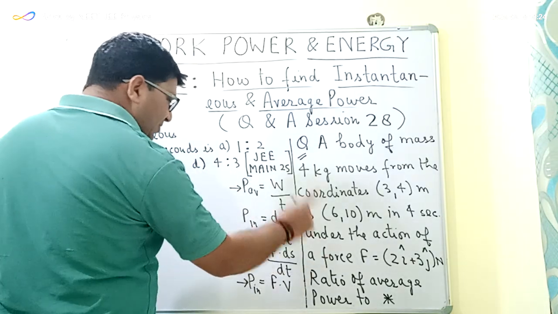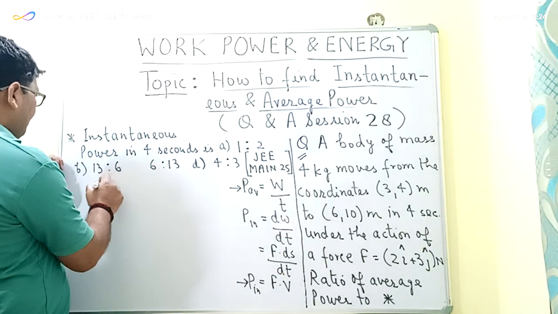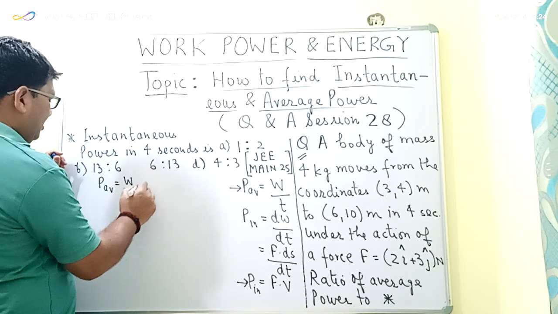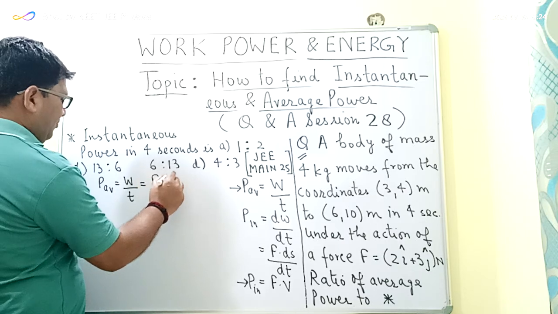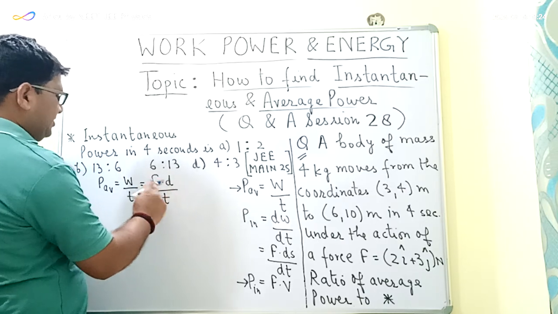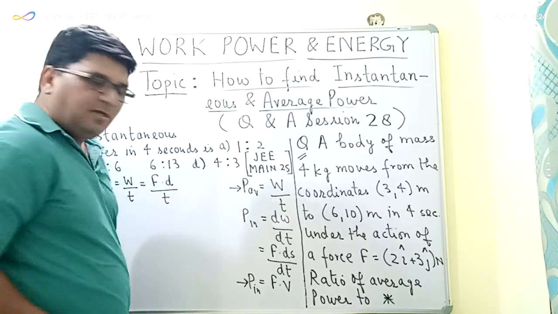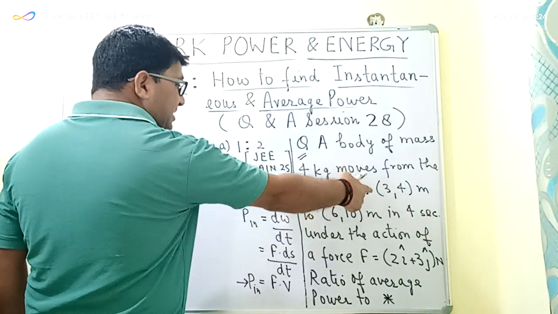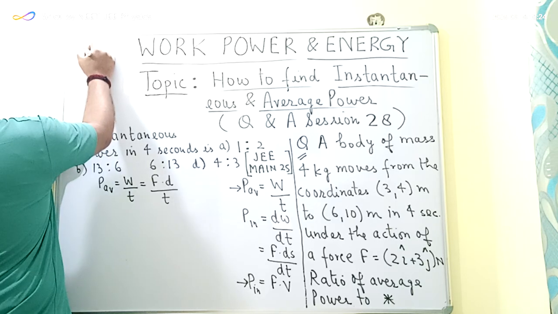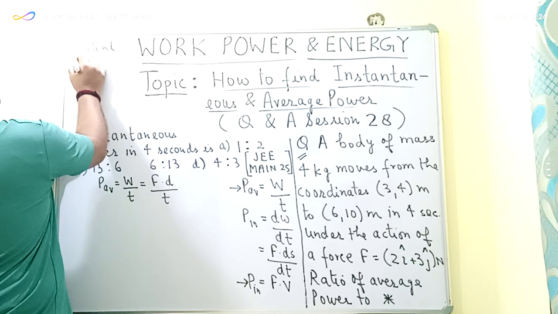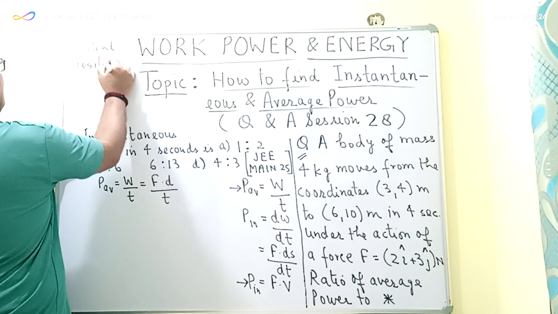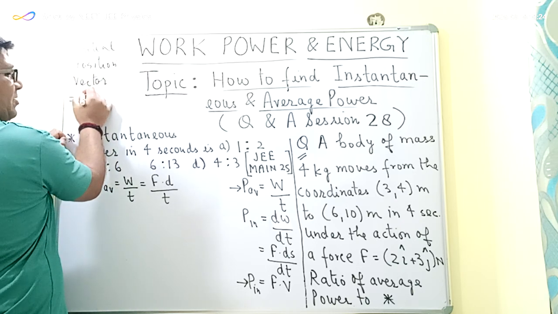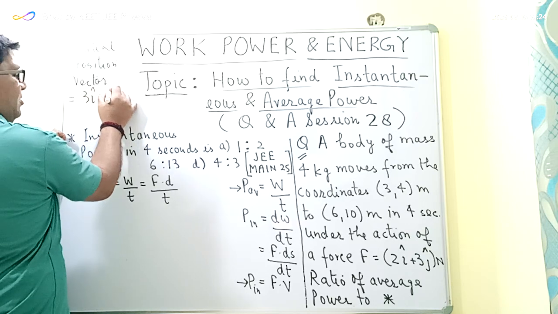So first of all, we will find the average power. Average power is equal to total work done upon time. Now work done is equal to F dot d, where F is the applied force and d is the displacement. Here the initial position vector of this body will be equal to 3i cap plus 4j cap.